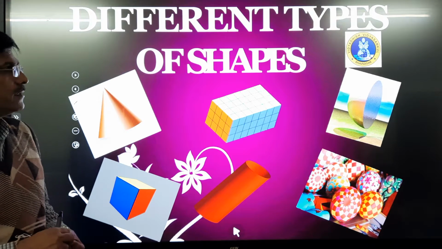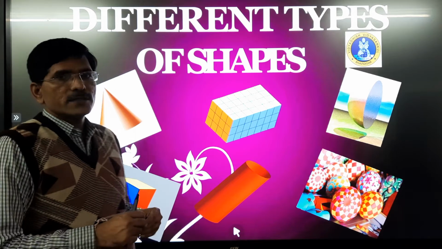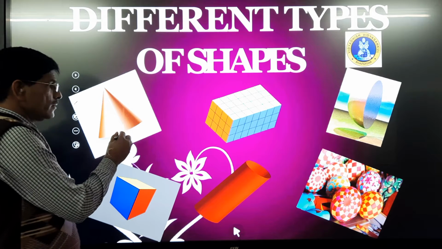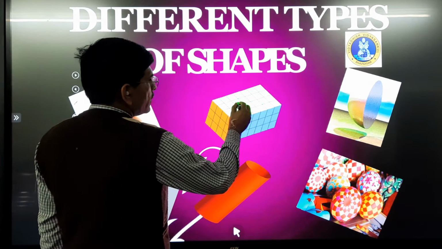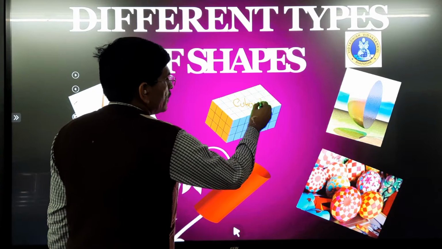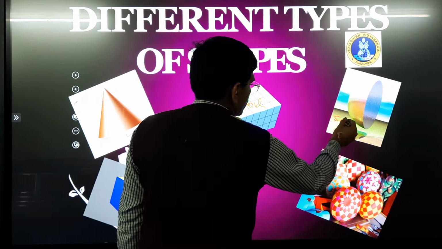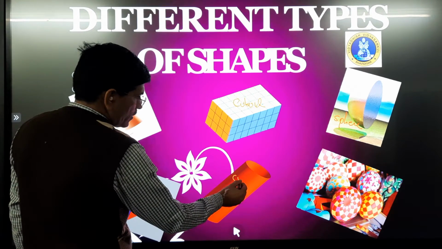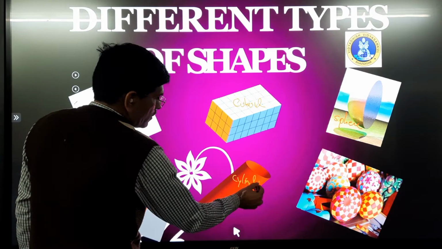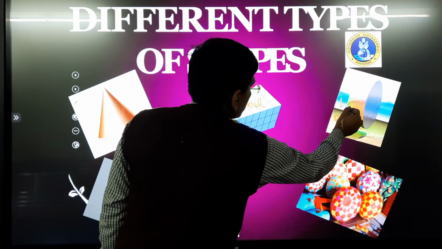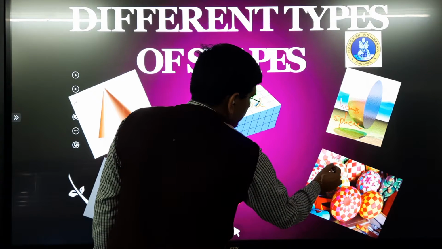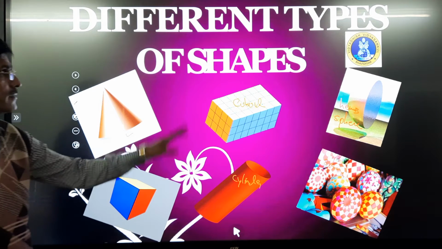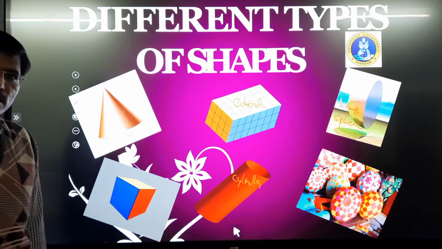In chapter 13, different types of shapes are there. If you see, here it is a cone, here it is a cuboid, here it is a sphere, here we can say cylinder, and here it is a hemisphere, and here it is a sphere. So these are different figures related with 3 dimensions. All are figures related with 3 dimensions.